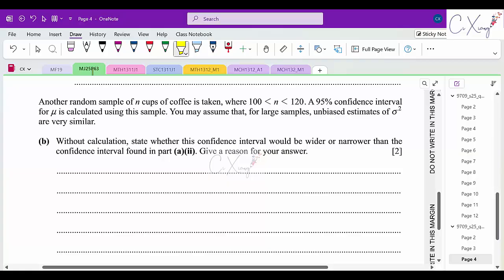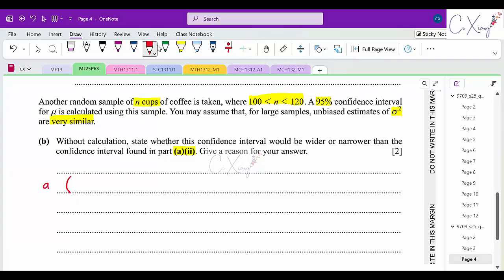Now we have another random sample of n cups of coffee taken, where n is between 100 and 120. Now the sample size becomes smaller. Just now it was 150, right? n is the sample size. Now we have n between 100 and 120. Then we also calculate another 95% confidence interval using this sample. You may assume that for a large sample, the unbiased estimate for population variance is still the same. Without the calculation, state whether this confidence interval will be wider or narrower than the confidence interval that you found in part A2. Give the reason for your answer.